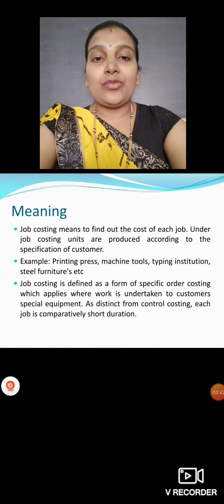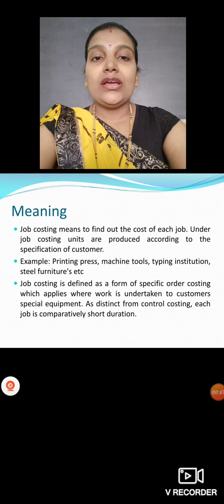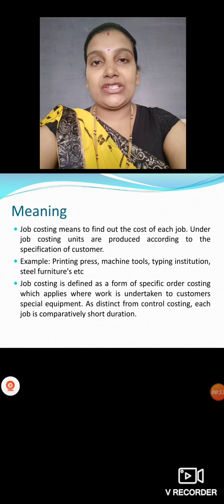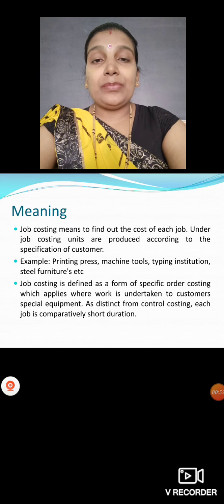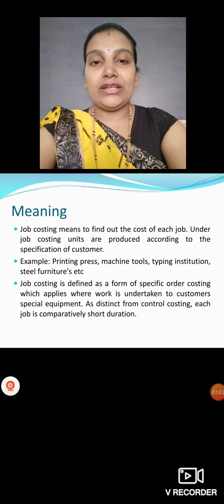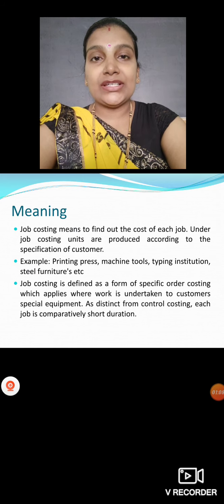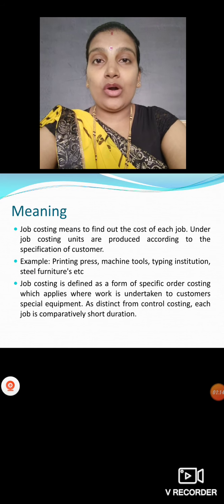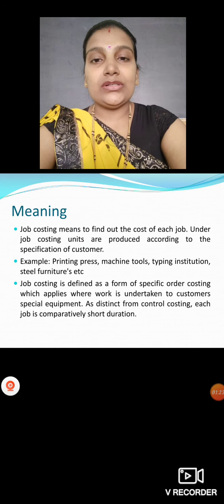Under job costing, units are produced according to the specification of the customer, which means uniform production will not be there. We are going to produce all the products according to the customer specification, however the customer requires that product. For example, a printing press will print what you want and provide it to you, right? And machine tools: according to the production manufacturing industries, they will make changes in the machines and give it. Typing institutions type what you want and then submit it to you, right? Like that only, according to customer specification and requirement, we are going to produce a job here.